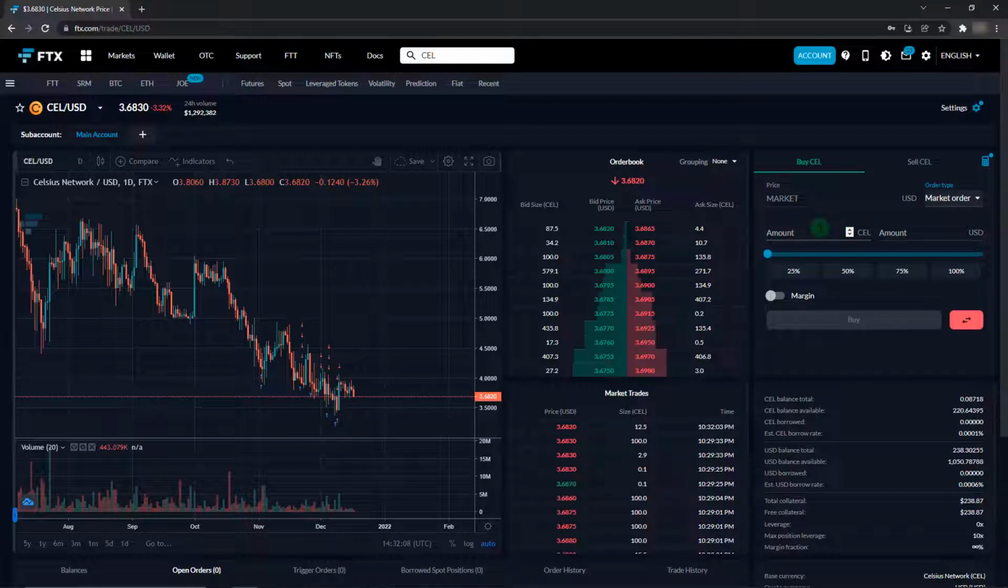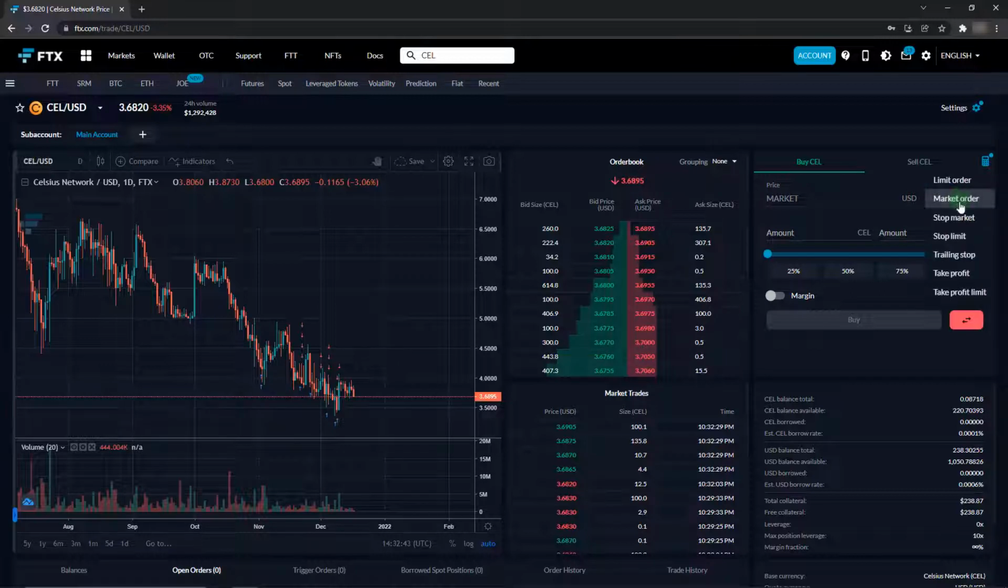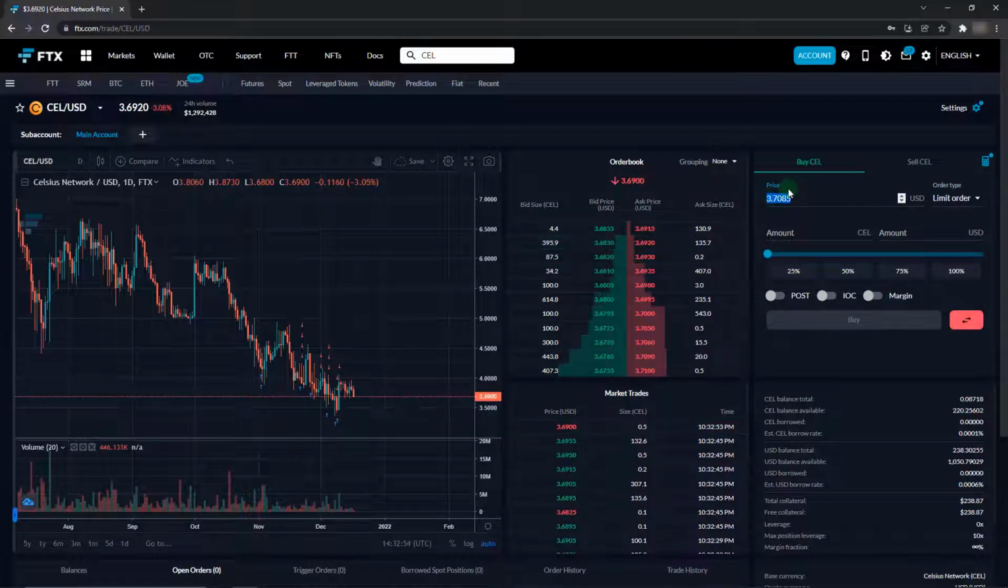But in case you think that you would like to have a better deal, for example, instead of buying the CEL token at 3.68, if you think that in the next couple of hours or maybe in the next couple of days it would drop down to maybe 3.35, and you would like to buy a certain number of CEL tokens at this particular price, you can set a limit order. And if you set a lower price, let's say 3.35, it's obviously not going to get executed until the price reaches that level. It's just going to remain as an open order.